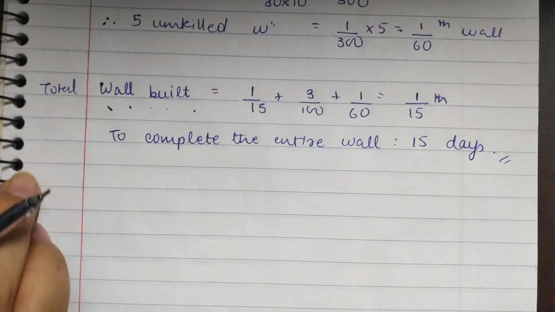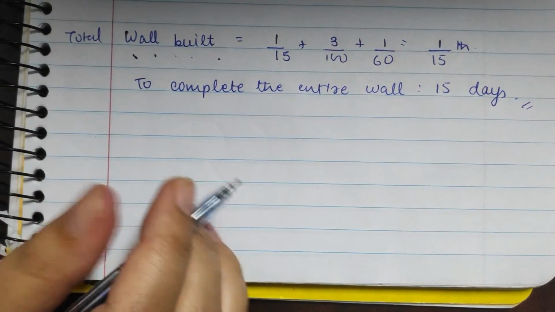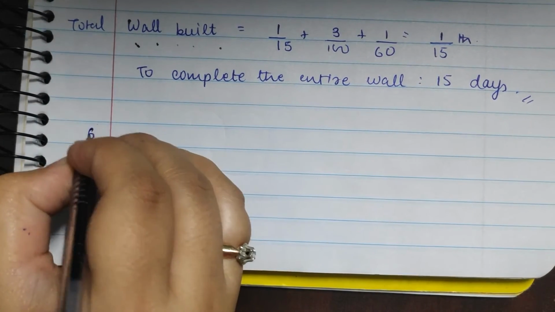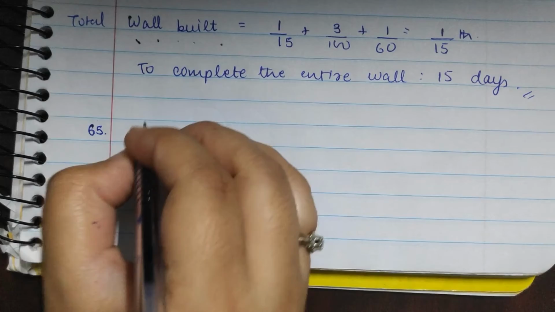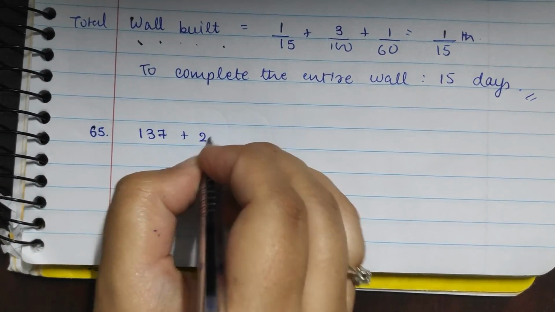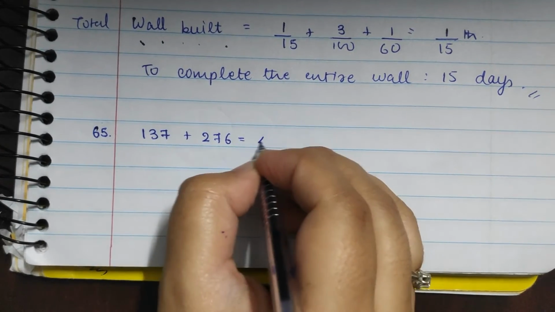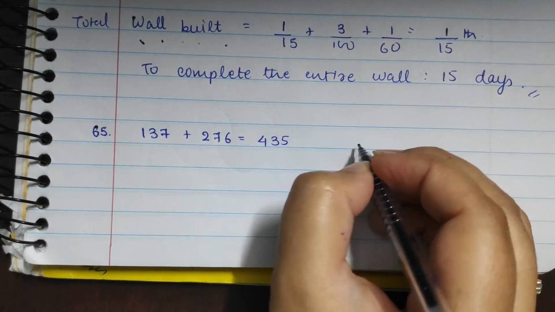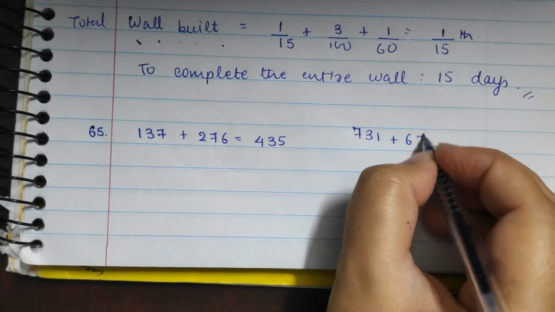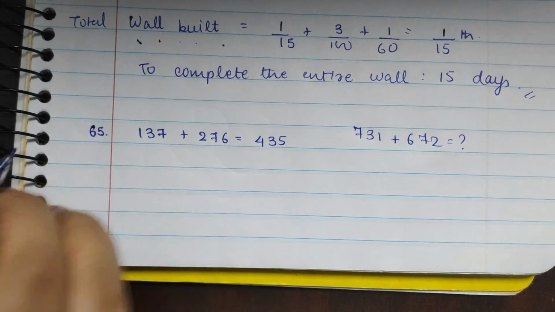Question number 63 is an English question. I won't be doing that. Question number 64 was a marks question, and now question number 65 is, if 137 plus 276 is equal to 435, then what will be 731 plus 672? What will this be equal to?